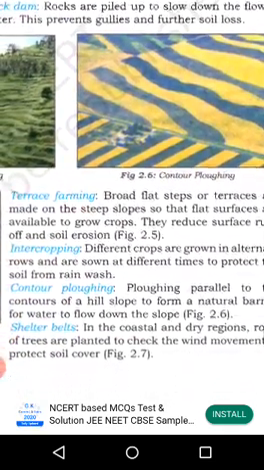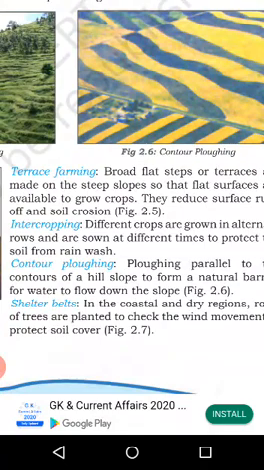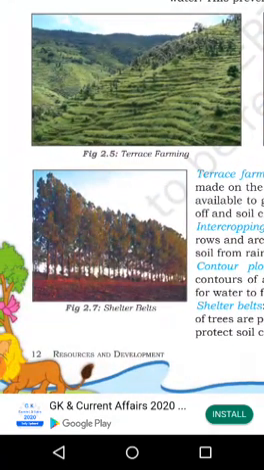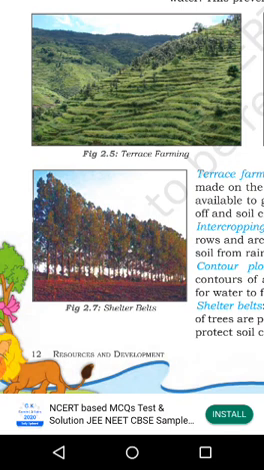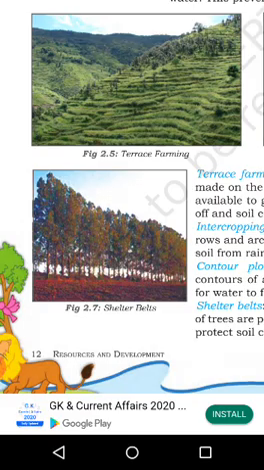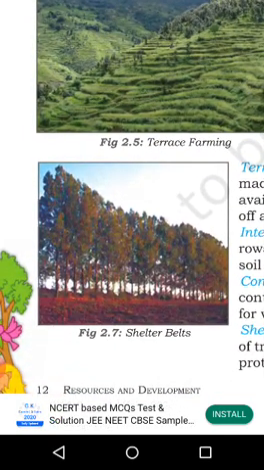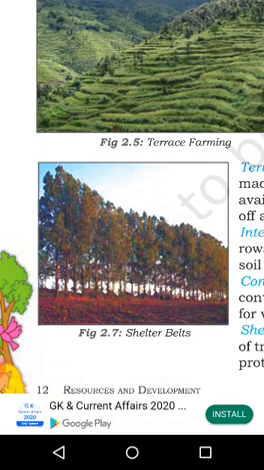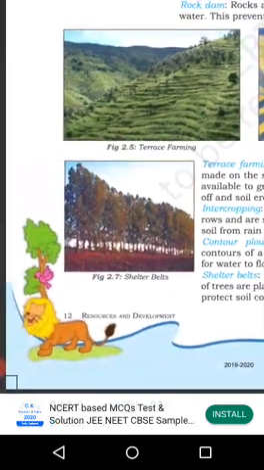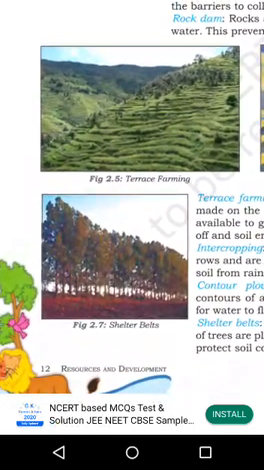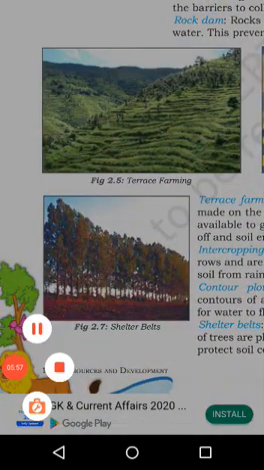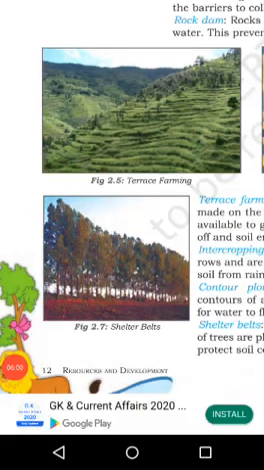And the next one is shelter belts. These are the shelter belts in the coastal and dry regions. Rows of trees are planted to check the movement of wind and protect the soil cover. So these are the methods by which the soil resource can be protected.